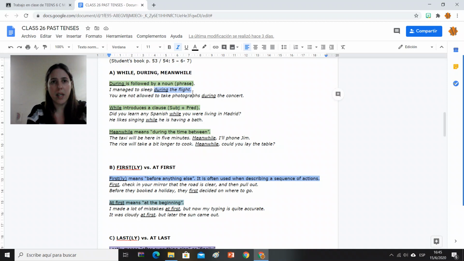After during, I need a noun. While introduces a clause. Recuerden que una clause es una mini sentence en una oración grande. Por ejemplo, while I was eating, she was sleeping. El while I was eating es como una mini oración porque tengo un sujeto y un predicado dentro de la oración grande que es while I was eating, she was sleeping. Esa es toda la oración, ¿ok? Entonces, while va a introducir una de esas mini oraciones. Necesito, después de while, un sujeto y un verbo, a diferencia de during, solamente un sustantivo. Did you learn any Spanish while you were living in Madrid? He likes singing while he is having a bath.